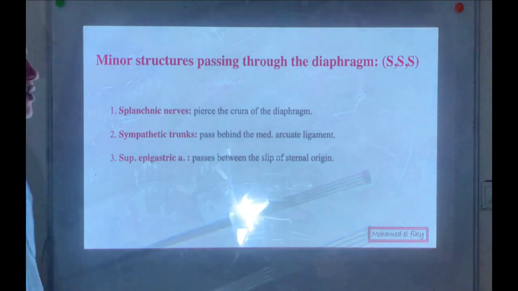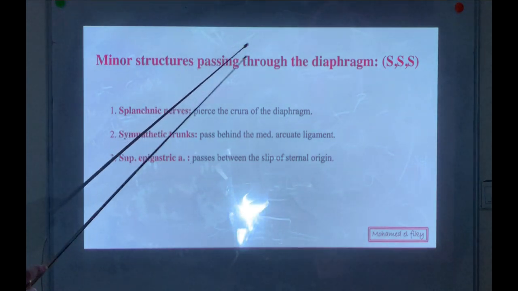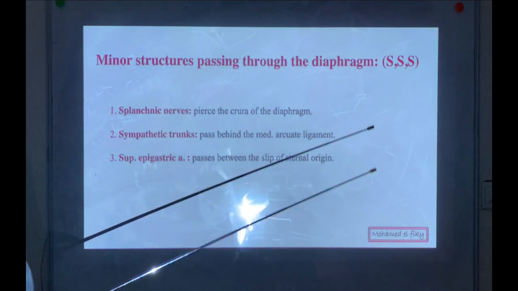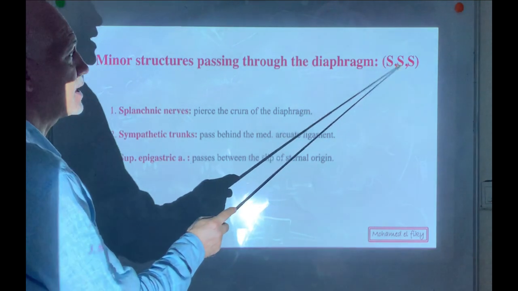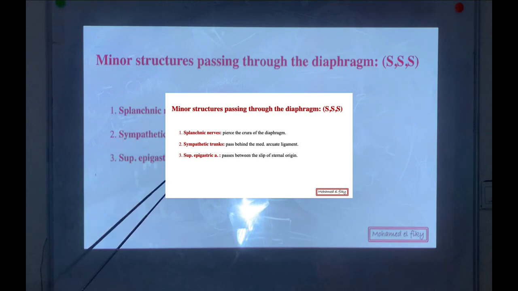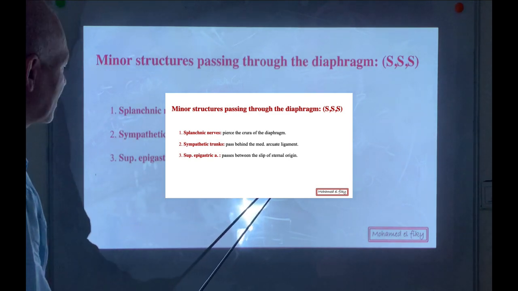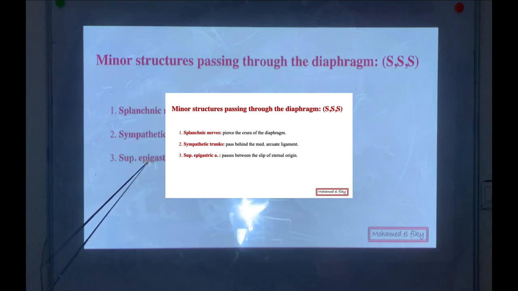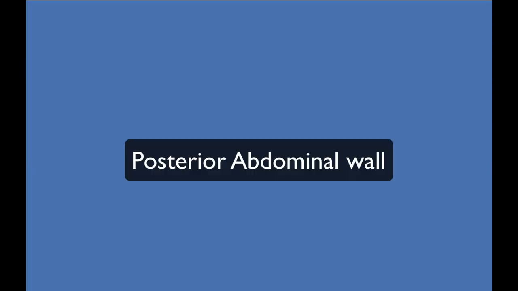Minor openings. Also, there are three minor openings. We can summarize them by SSS. Splanchnic nerve pairs pass through the crura of the diaphragm. Sympathetic trunk passes behind the medial arcuate ligament. Superior epigastric artery passes behind the slips of sternal origin.